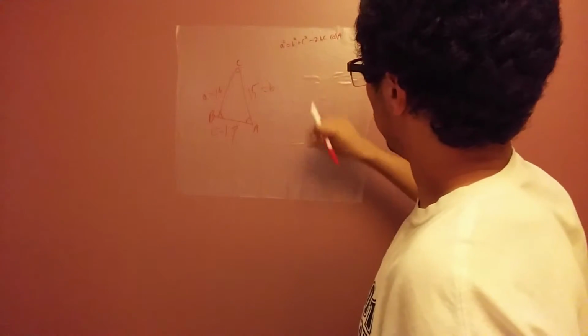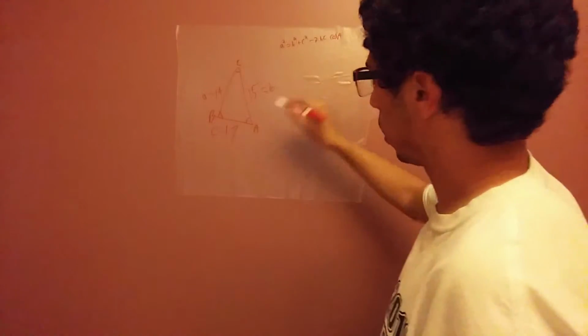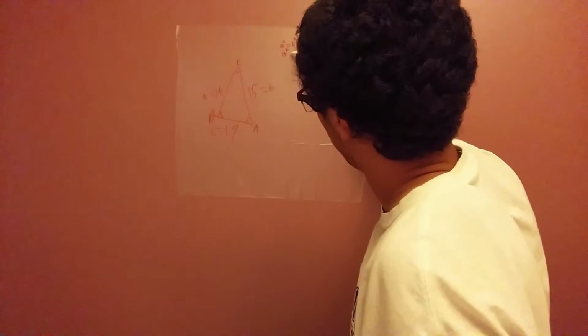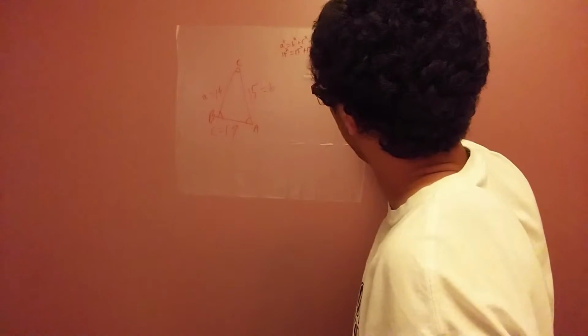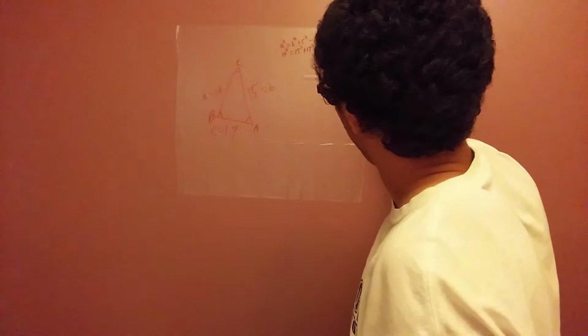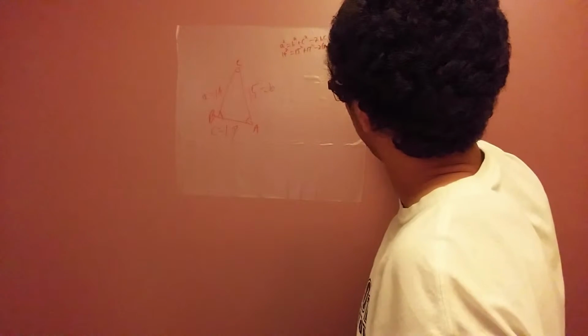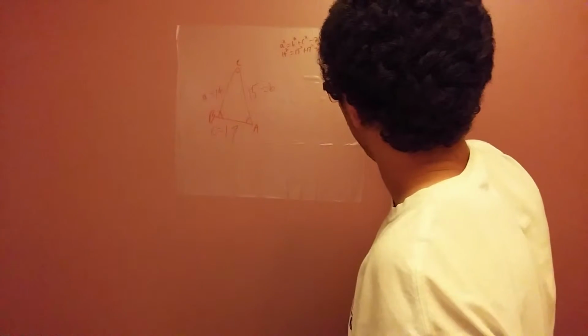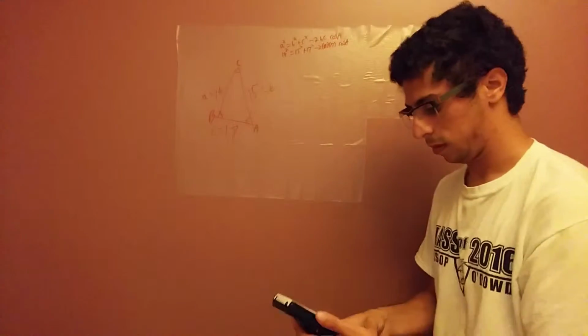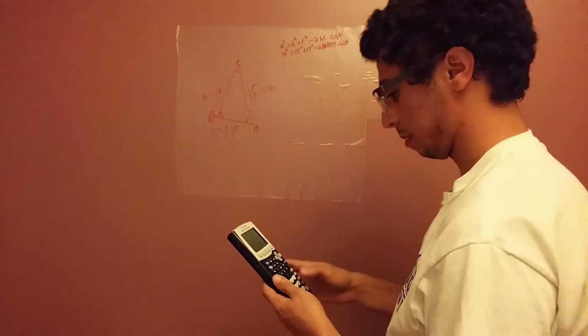Then you plug in. So 14 squared equals 15 squared plus 17 squared minus 2 times 15 times 17 cosine A. Now this is where you get out your calculator. So then you would just plug that into your calculator, okay?